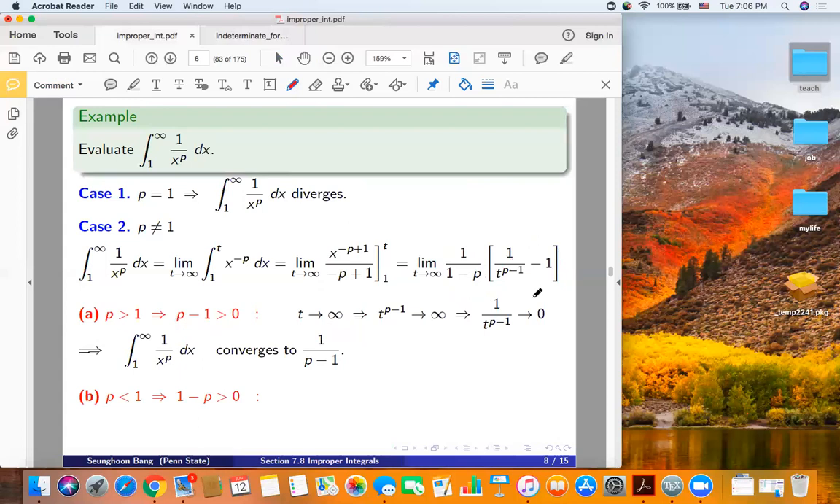1 minus p is greater than 0. What happens? T is approaching infinity. 1 over t to the p minus 1 is exactly t to the 1 minus p. The 1 minus p is a positive number. One example is like t squared. As the t value approaches infinity, t squared approaches positive infinity. So what is this going to? Positive infinity. Infinity minus 1 is infinity. 1 over 1 minus p times infinity is infinity. Answer is divergent. Now I'm going to combine this whole result.